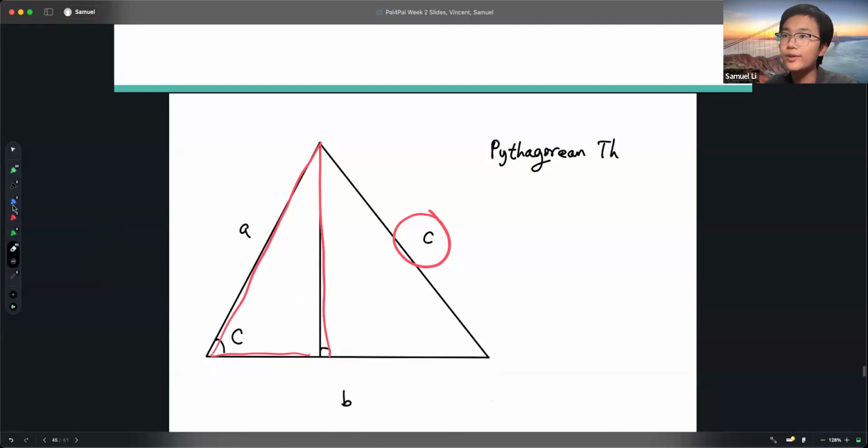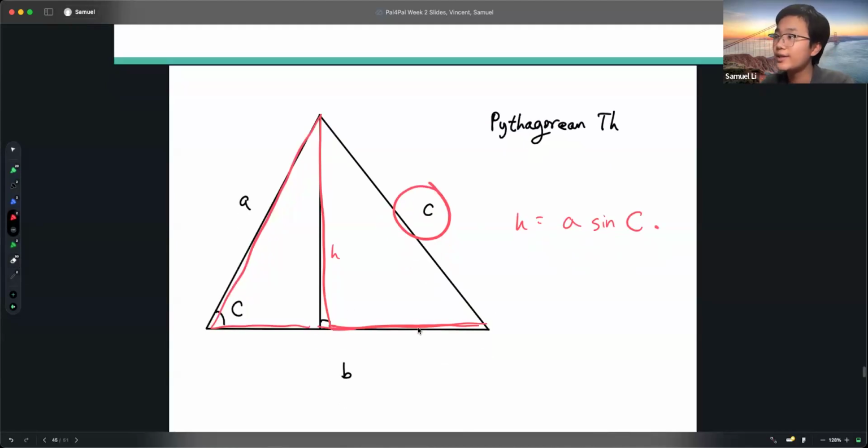So looking at this right triangle, we can get that the height would be equal to A times cosine of C. And then to find something like this right over here, wait, no, it's not cosine of C. It's sine of C. My bad. And to find this one, we know the whole length, and we also know this length, again, using trigonometry.